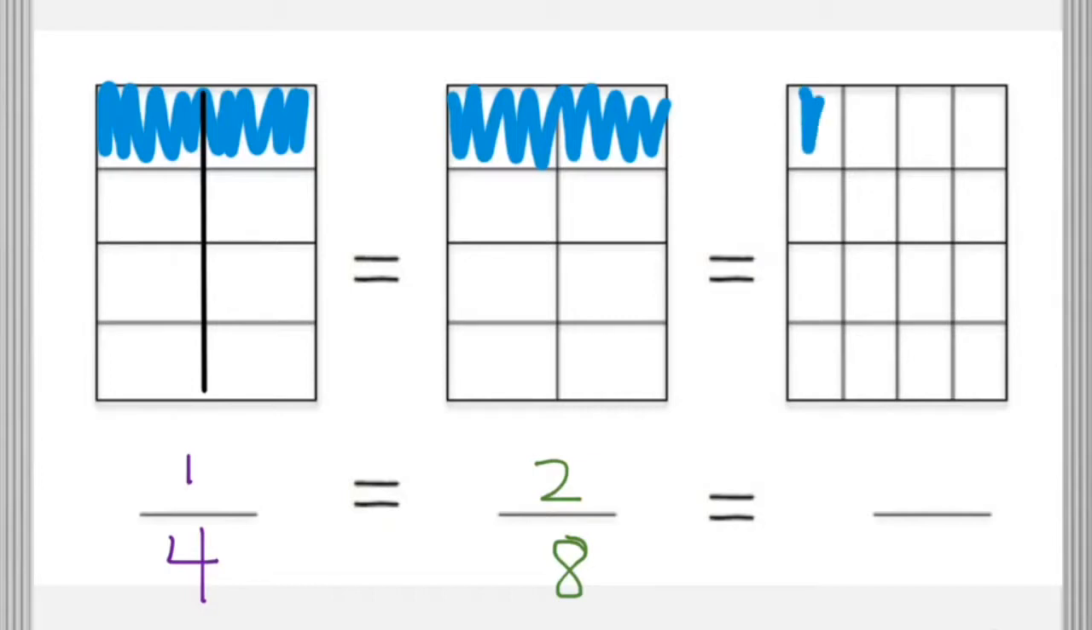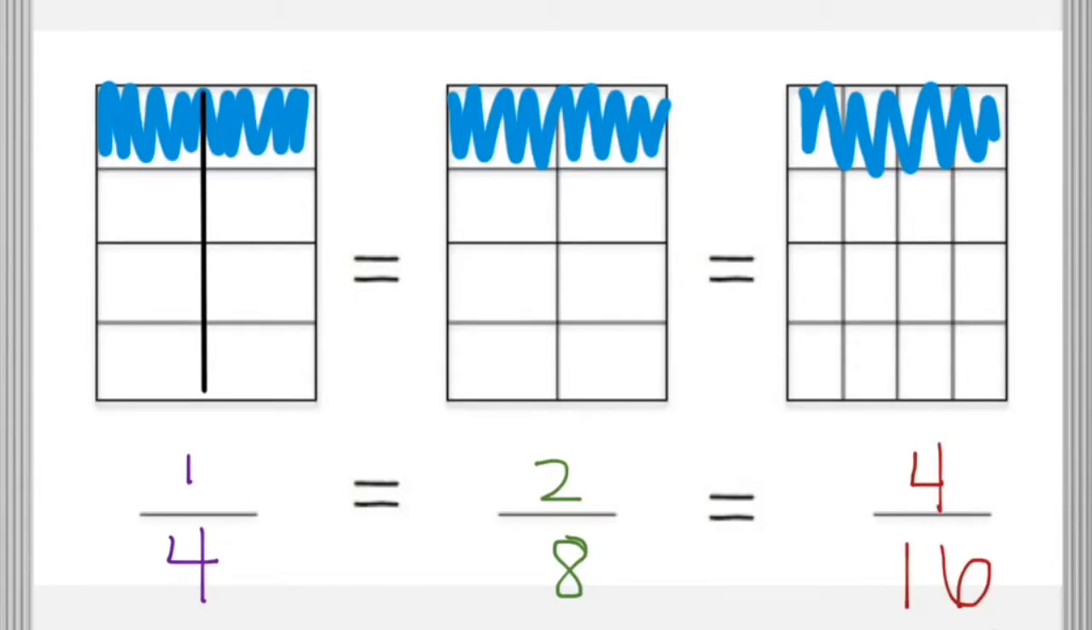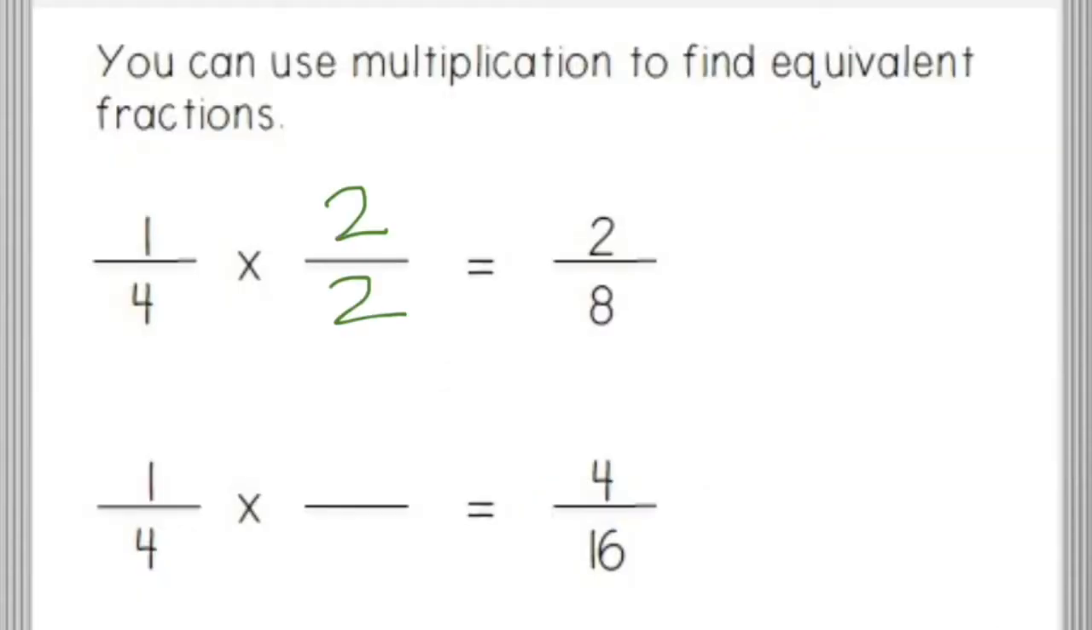But I can still shade in the top so that all 3 of these are showing the same amount. But my new fraction is 4/16, because I have 4 that are shaded in, out of 16. So again, I've taken the same rectangle, but now I've divided it into 16 equal parts, and I have 4 shaded. We can show that with multiplication as well.